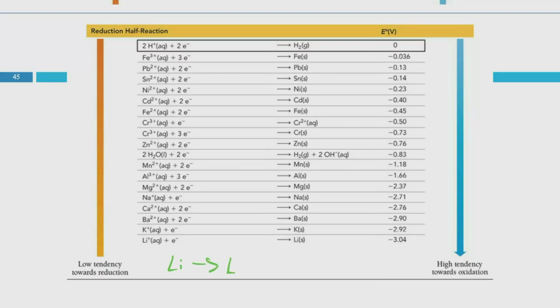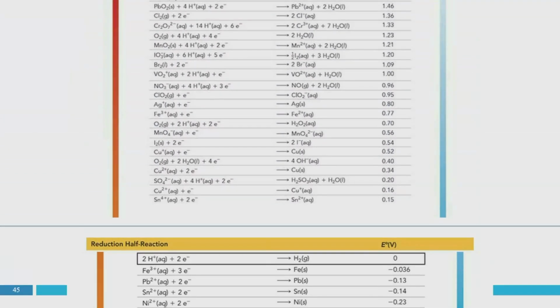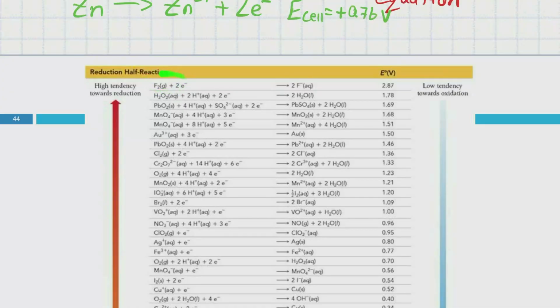So lithium is more likely to go to lithium plus and an electron, with a positive 3.04. Much more likely to give up an electron than it is to gain an electron, which makes sense, it's a metal. If we look at the very top of our reduction half reactions, fluorine is much more likely to gain an electron and become F-.